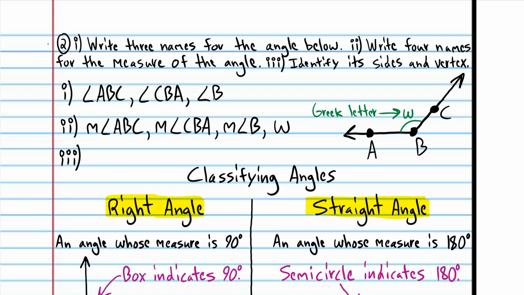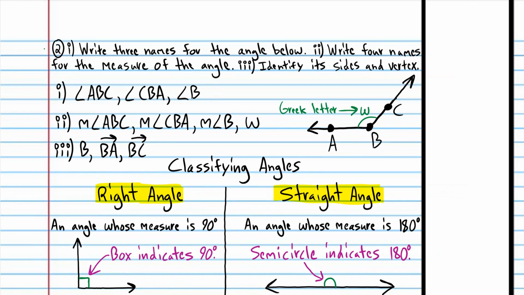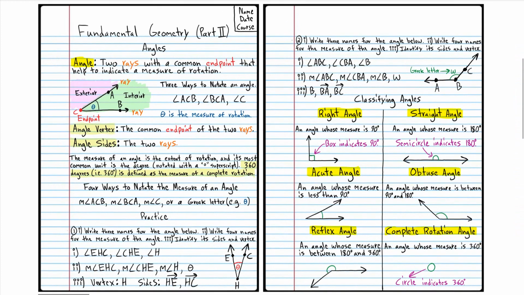Okay, so now we're going to identify its vertex, and I don't have room really to write here, so I'm just going to identify that that's B, and then the rays, BA and BC are the sides. And make sure the arrow is on top of the A, and the arrow is on top of the C. So if you got that one right, excellent. And if you did something wrong, that's okay. You can just go back and figure out what you did wrong.